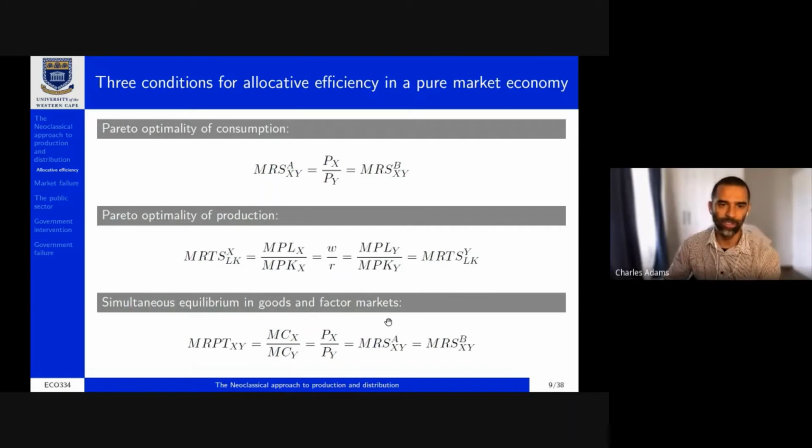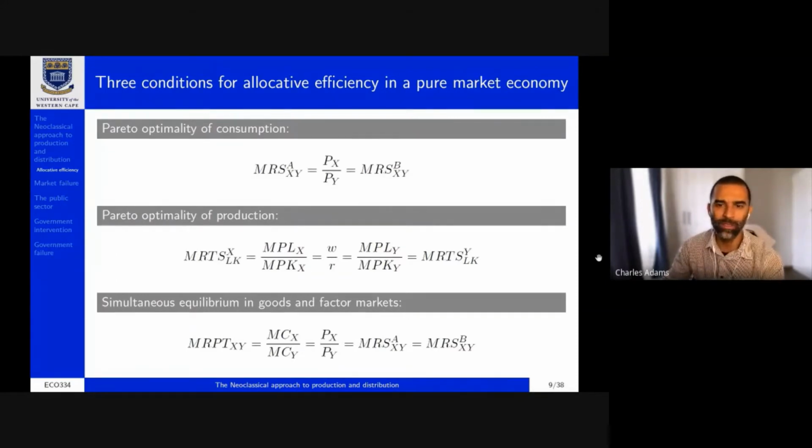And then finally, the third condition is that we have simultaneous equilibrium in goods and factor markets. The marginal rate of product transformation, as you might recall, is effectively the slope of the PPC curve. So here we have that value equals the ratio of the marginal costs of producing X and Y, which in turn is equal to the ratio of the prices. And these two things can only be equal under the assumption of perfect competition. And those in turn are equal to the marginal rates of substitution between good X and Y for both consumers A and B. So in other words, it's setting these equal to each other effectively. That's what this last relation does, the last condition.